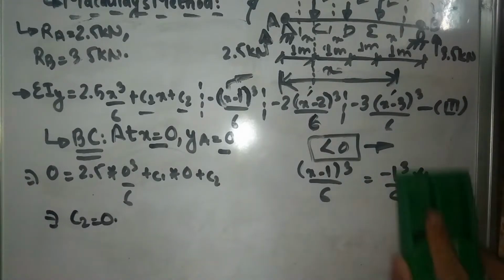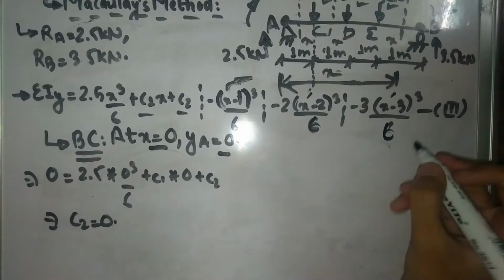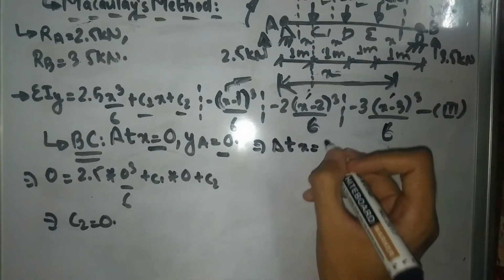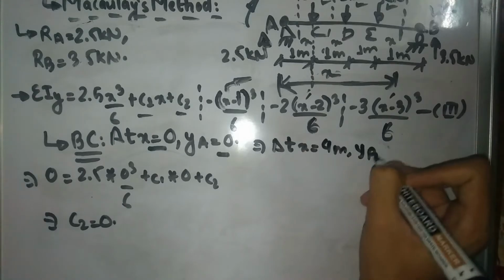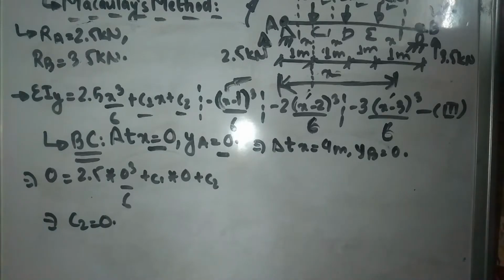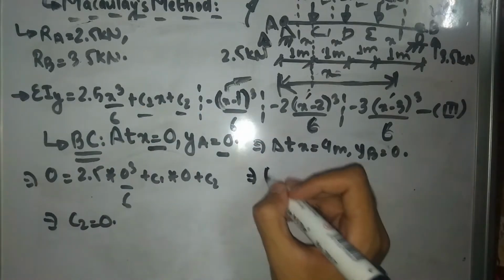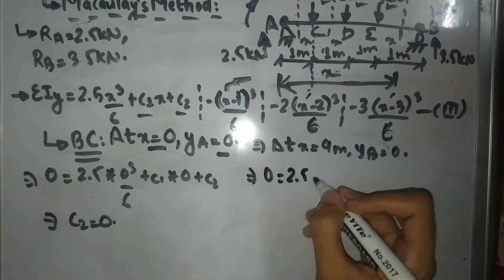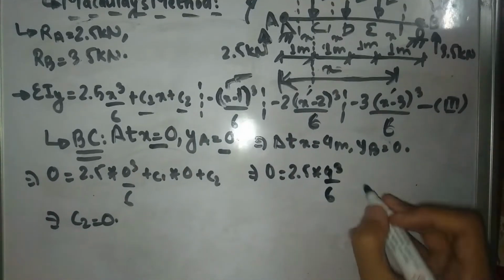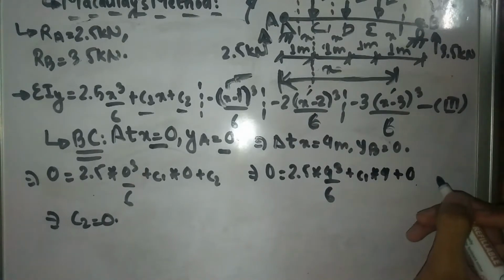Now we're going to need our value of c1. To get our value of c1, we're going to apply our second boundary condition, which is at x equals 4 meter, which means at our point B, again our deflection yb equals 0, as I explained before. At our support reactions points A and B, the deflection is always going to be 0. So yb equals 0, so our left hand side is going to be 0. So 2.5 into the value of x as 4 cube by 6 plus c1 into 4, while my c2 is going to be 0 again.